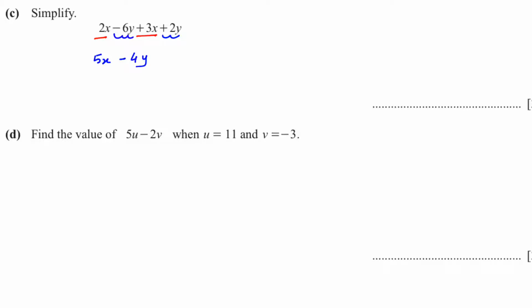Part D. Find the value of 5u minus 2v when u is 11 and v is equal to negative 3. Replace the u with 11 and v with negative 3. And then you just put it in the calculator and you will get the answer. It is 61. Remember to put the brackets.